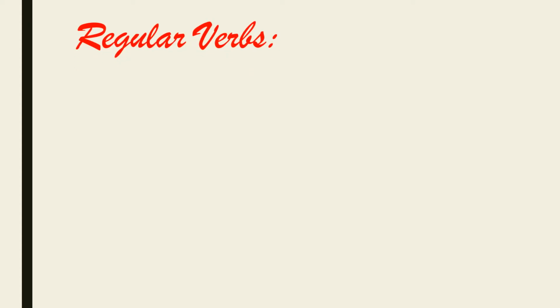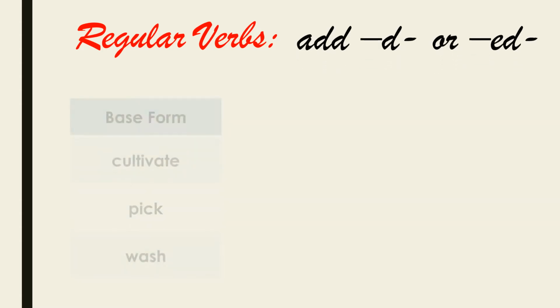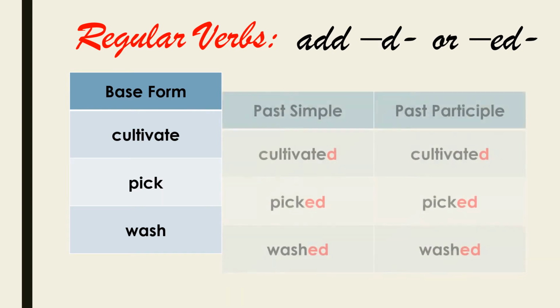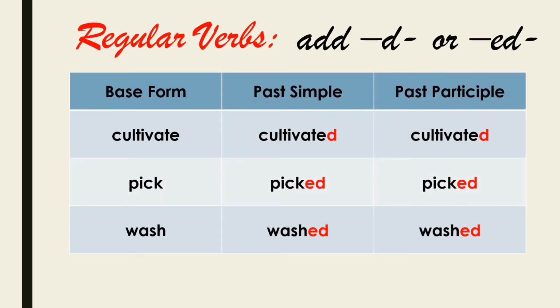Majority of verbs are regular. Regular verbs are formed into their past simple and past participle by adding D or ED. Here are some examples. Cultivate, pick, and wash are regular verbs. So what do we do? We just add D or ED to form their past simple and past participle.